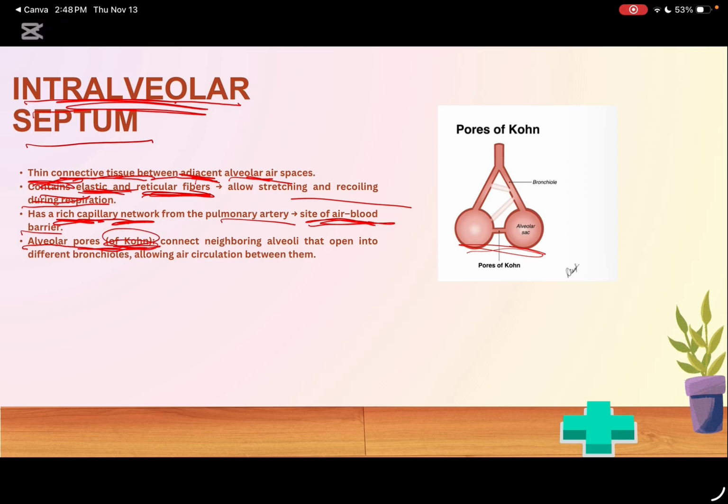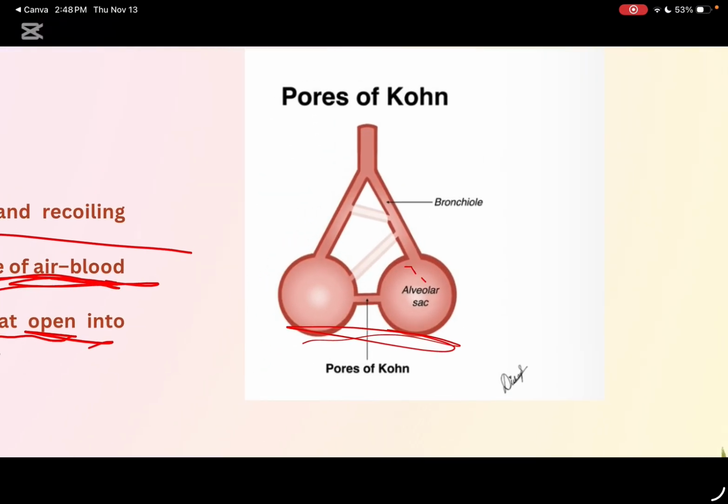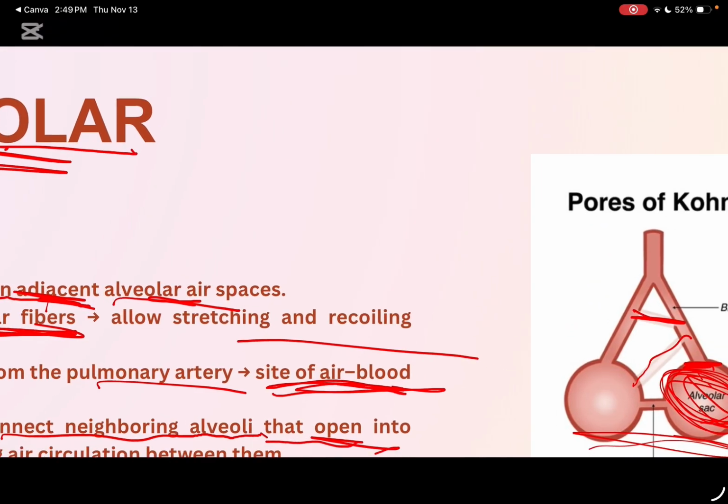I'll get into this. They connect neighboring alveoli that open into different bronchioles, allowing air circulation between them, as you guys can see. If we have this alveolar sac closed, this thing would allow us to go to another alveolus, compensating for this alveolus. I hope it makes sense.